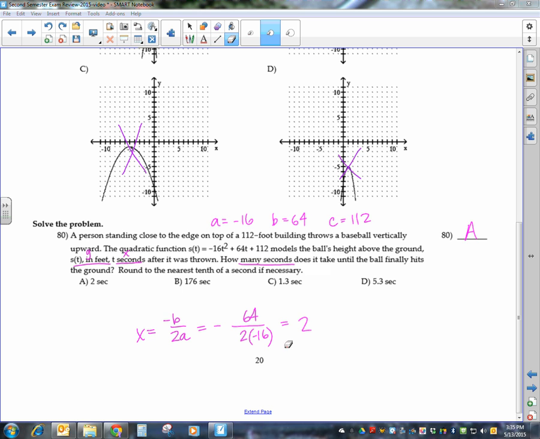This is a correction for problem number 80 because I clearly did not read the problem. It says how many seconds, and that's as far as I read, but they're asking how many seconds does it take until the ball finally hits the ground.